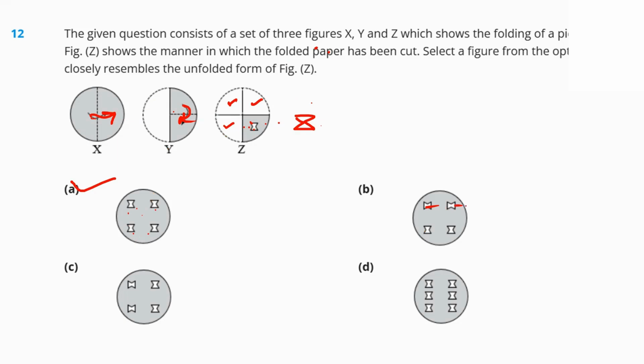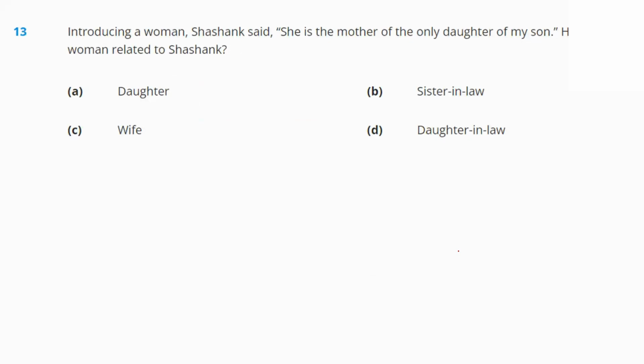This is 2 sleeping. That's not correct. It should be all in standing position, vertically upright. This is again horizontal. This has 3 in one row, which is again incorrect. So option A is our answer.